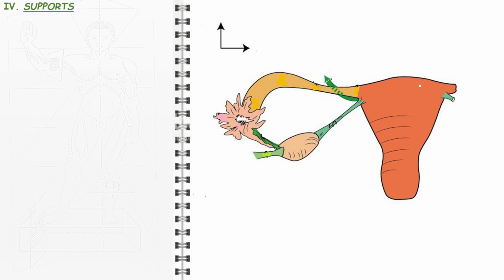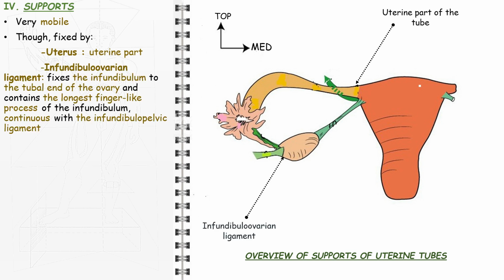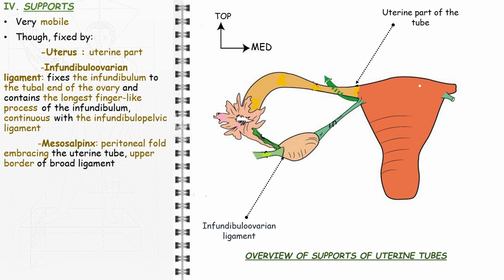Before going through the supports of the uterine tubes, we should specify that these supports have more anatomical than physiological significance in terms of surgical approach during hysterectomy or adnexectomy. Indeed, the fallopian tubes are very mobile, though they are fixed by the uterus through the uterine part of the tube. In addition, they are fixed by the infundibulovarian ligament that fixes the infundibulum to the tubal end of the ovary and contains the longest finger-like process of the infundibulum. It is continuous with the infundibulopelvic ligament. Finally, they are fixed by the mesosalpinx, which is a peritoneal fold embracing the uterine tube in the upper border of the broad ligament.